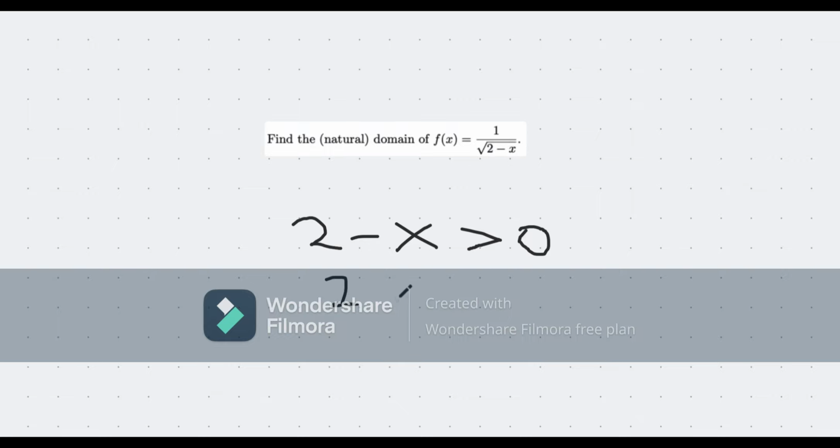So you just solve the inequality by moving x to the other side, and then you have x must be less than 2. And so if you wrote this in interval notation, it would go from negative infinity to 2. And you use round brackets for the 2. You don't use square brackets because 2 isn't included. Because if x equals 2, the denominator will be 0, so it's not included in the domain.